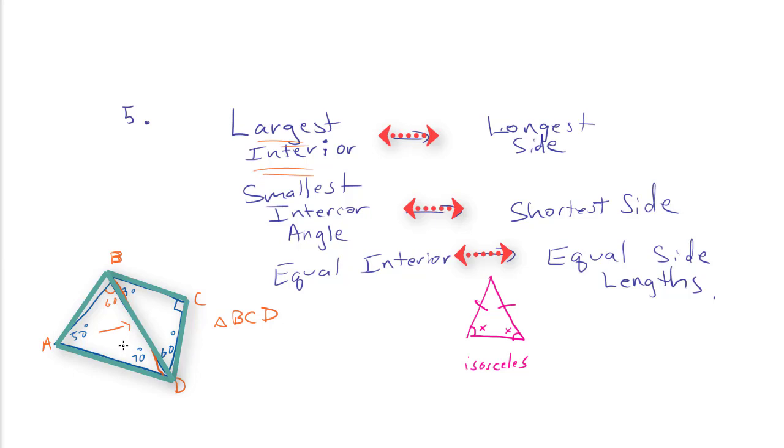The longest side for triangle ABD is opposite the largest interior angle, 70. Therefore, AB is the longest side of triangle ABD, which has longer sides than triangle BCD. This is the longest side of the figure. So again, when we're using this theorem, remember it applies to a given triangle, not across triangles.